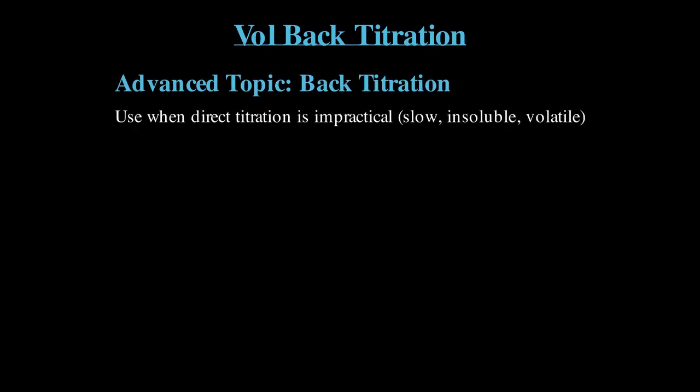Now let's explore some advanced techniques, starting with back titration. When is this useful? Well, sometimes a direct titration is impractical. This happens if your analyte reacts too slowly, is insoluble like certain metal carbonates, or is volatile like ammonia. The process involves 3 key steps.